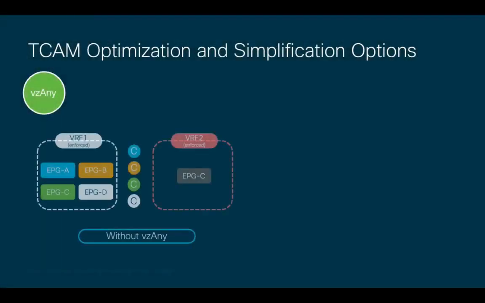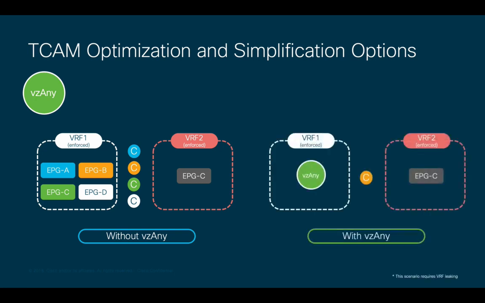vzAny is useful since you do not need to create contracts for every EPG pair as usually required, which optimizes TCAM utilization. Keep in mind that vzAny can also be used across VRFs with the corresponding VRF linking configuration, which is out of the scope of this chapter.